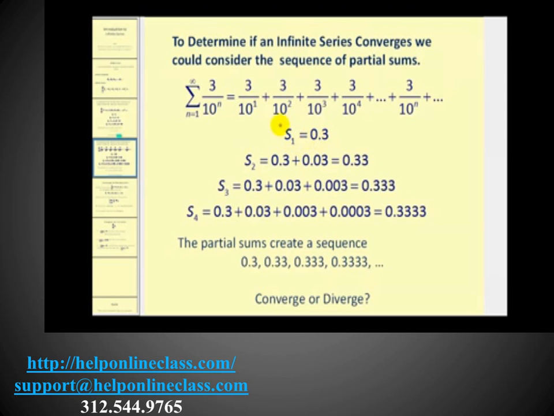Well, the sum of the first term would just be 3 divided by 10, or 3/10. The sum of the first two terms would be 3/10 plus 3/100, which would be 0.33. And then the sum of the first three terms would be 3/10 plus 3/100 plus 3/1000, as we see here in decimal form, which is 0.333. And you can see the sum of the first four terms would be 0.3333.